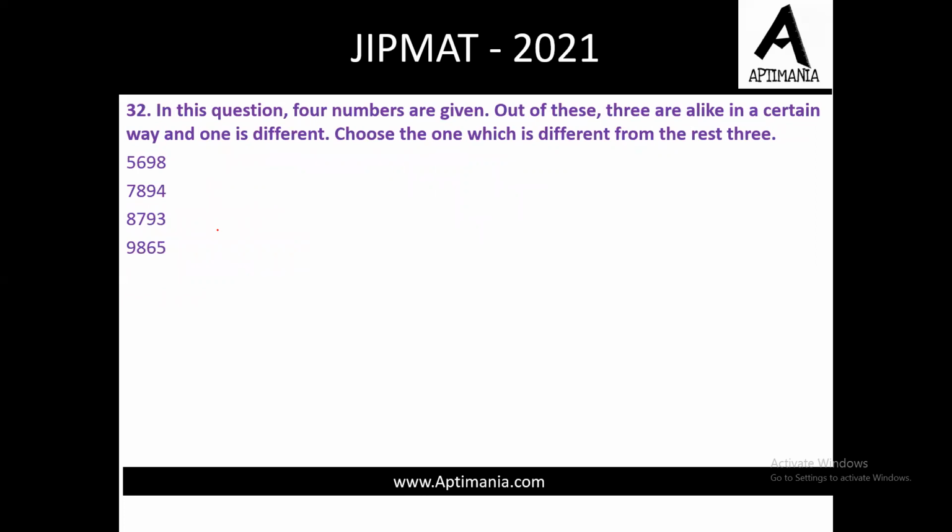Okay, in this question, 4 numbers are given. Out of these, 3 are alike in a certain way and 1 is different. तो हमें ये देखना है कि कौन से alike है, कौन से different है. तो हमें we need to find the odd one out. So first is 5, 6, 9, 8.